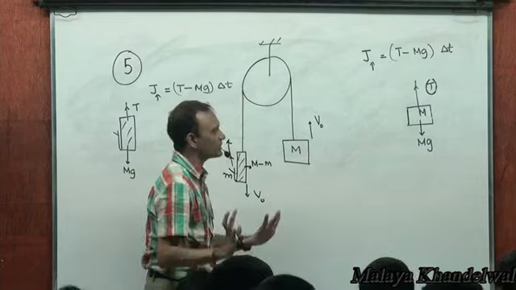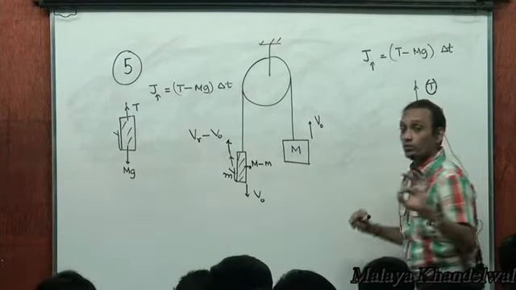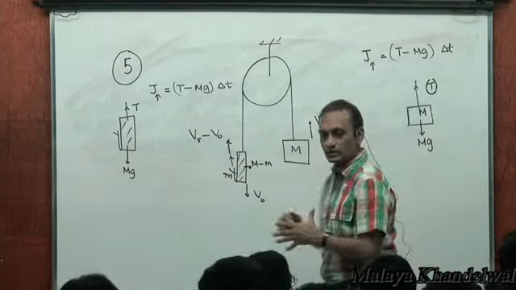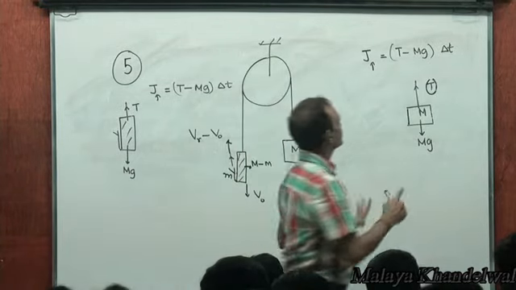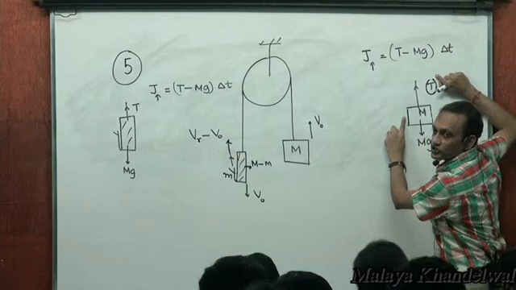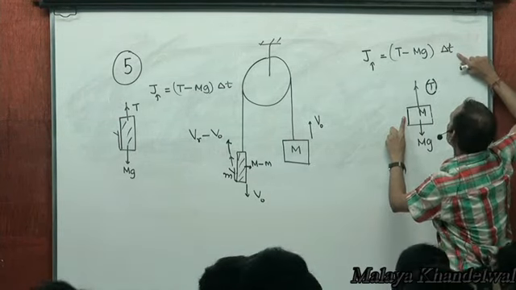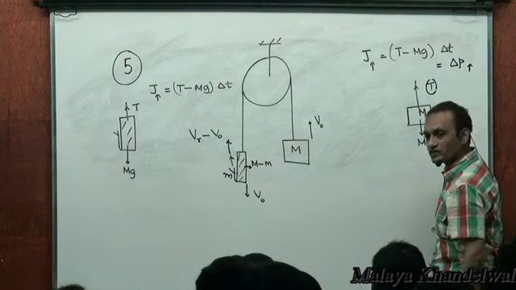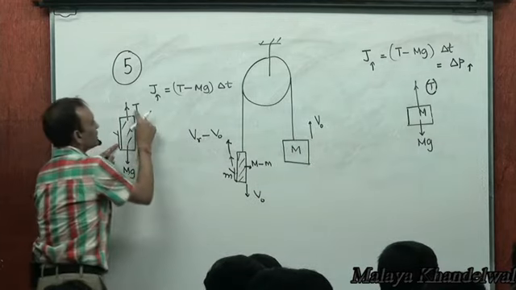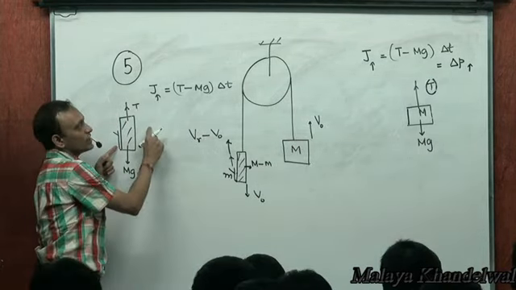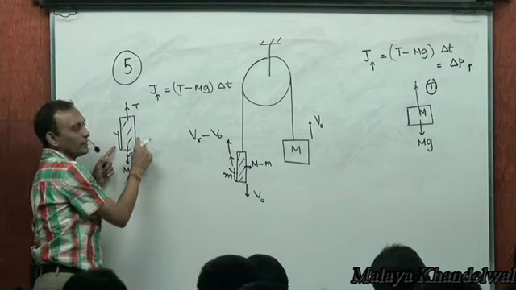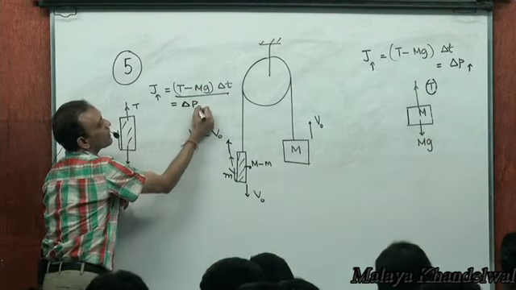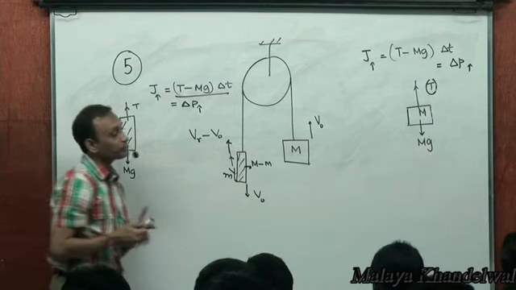I'll repeat, of course, any number of times. Have I told you what impulse is in the past? Impulse is force into delta t, right? Which is actually change in linear momentum, right? So this mass is acted upon by these two forces. So this force acting for delta t, that's a change in linear momentum of this. This is the upward change in linear momentum of this mass. The net force acting on this is T minus mg into delta t. That's a vertical change in linear momentum of this. So same change in linear momentum of both the masses in the upward direction, right?